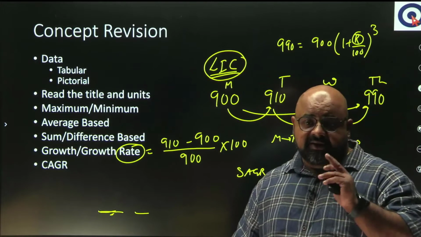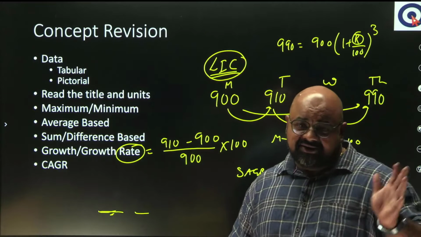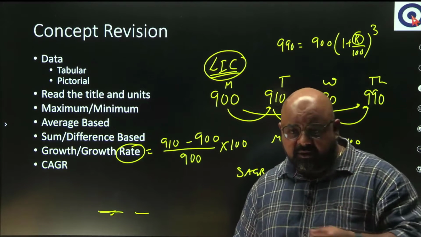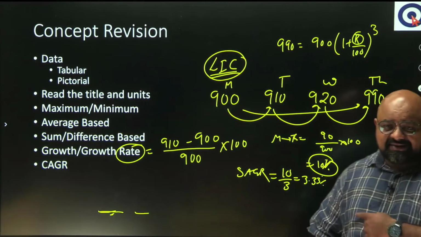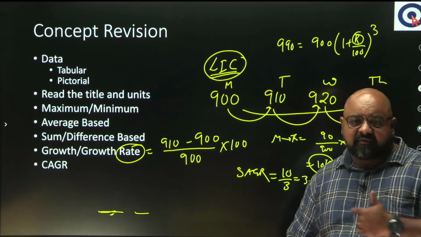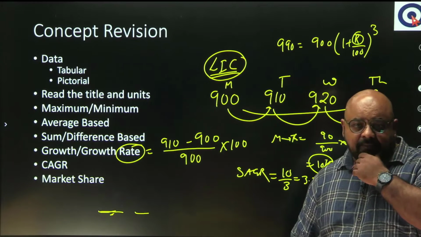Again, this is for information sake. In your paper, we do not expect CAGR sort of a question to come, because you would need some sort of calculation help for CAGR. SAGR can be expected. So overall growth divided by the number of periods is the SAGR, simple annual growth rate.